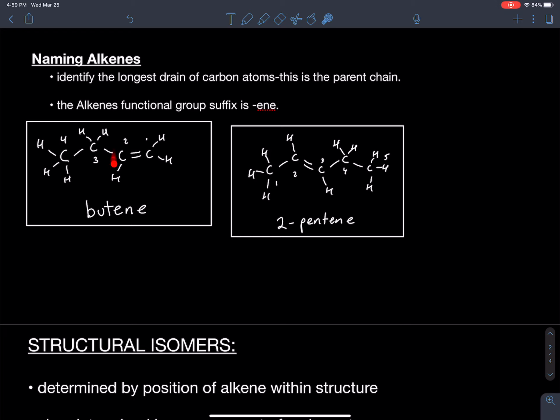And because the carbon double bond is on that first carbon, we don't have to put a number there. It's just butene, not 1-butene. And then this molecule is called pentene. Now it's 2-pentene because we have to start counting to give the functional group the lower number. So this is carbon number 1, number 2, number 3, number 4, number 5, which makes this 2-pentene.